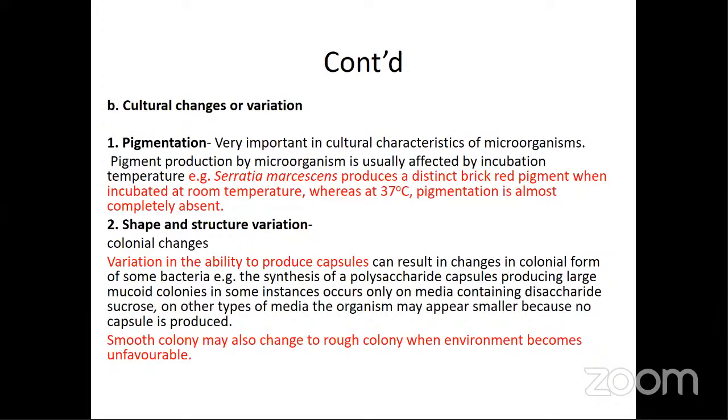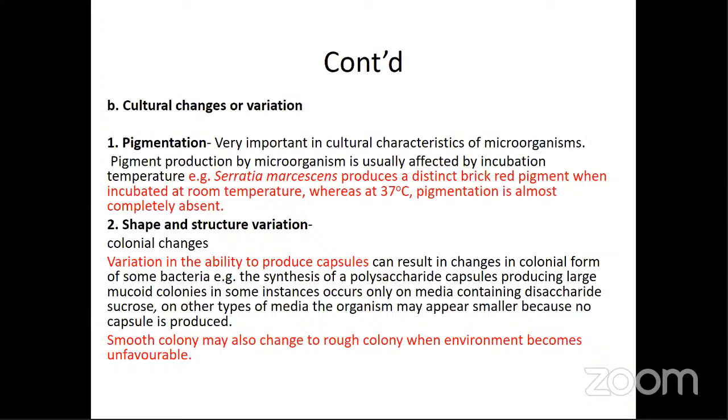The shape and structure of organisms can also change. For example, there can be colonial changes. Sometimes when you grow microorganism in a certain substrate, it will give you different shape. If an organism is getting older in a specific substrate, it might become wrinkled, whereas the cell was initially smooth.